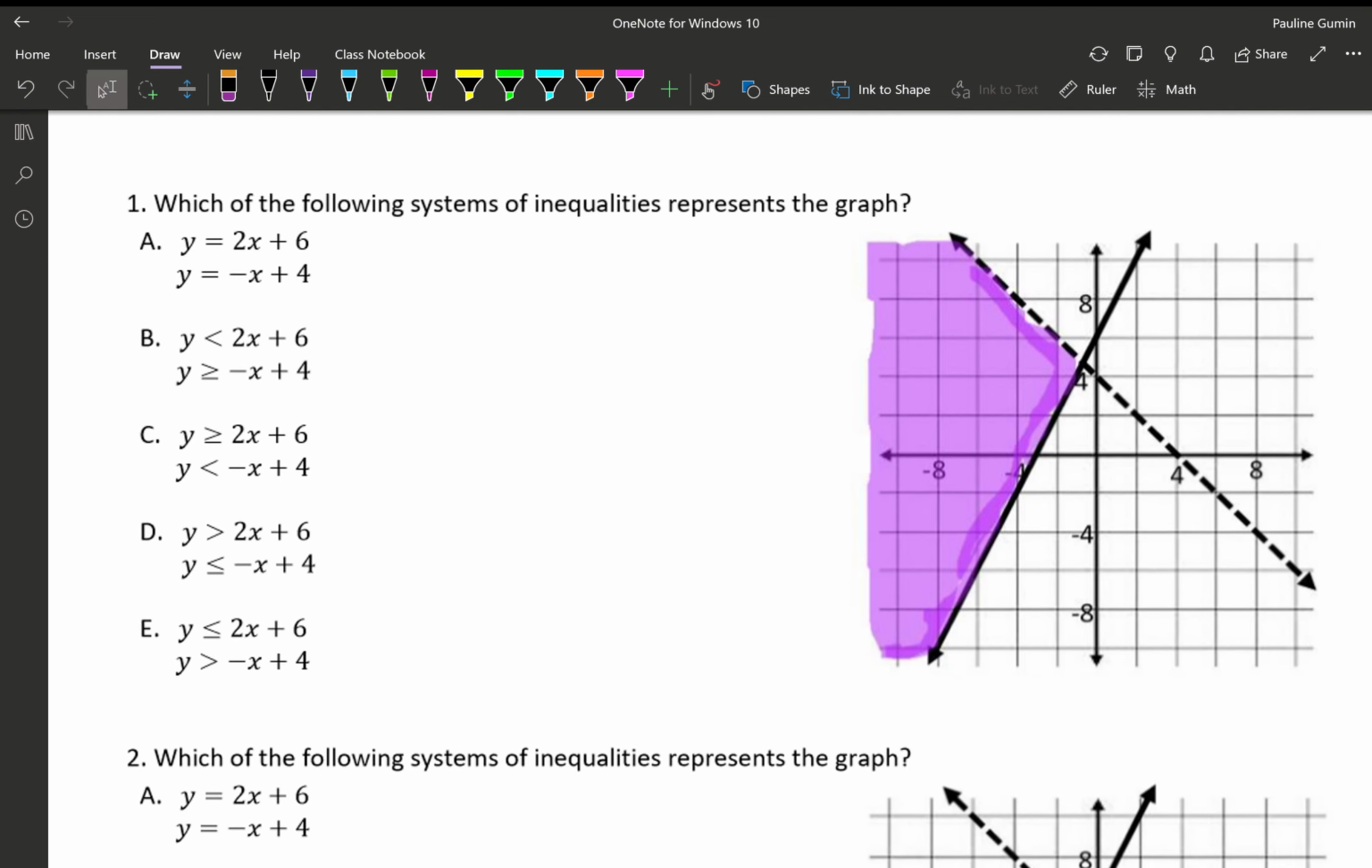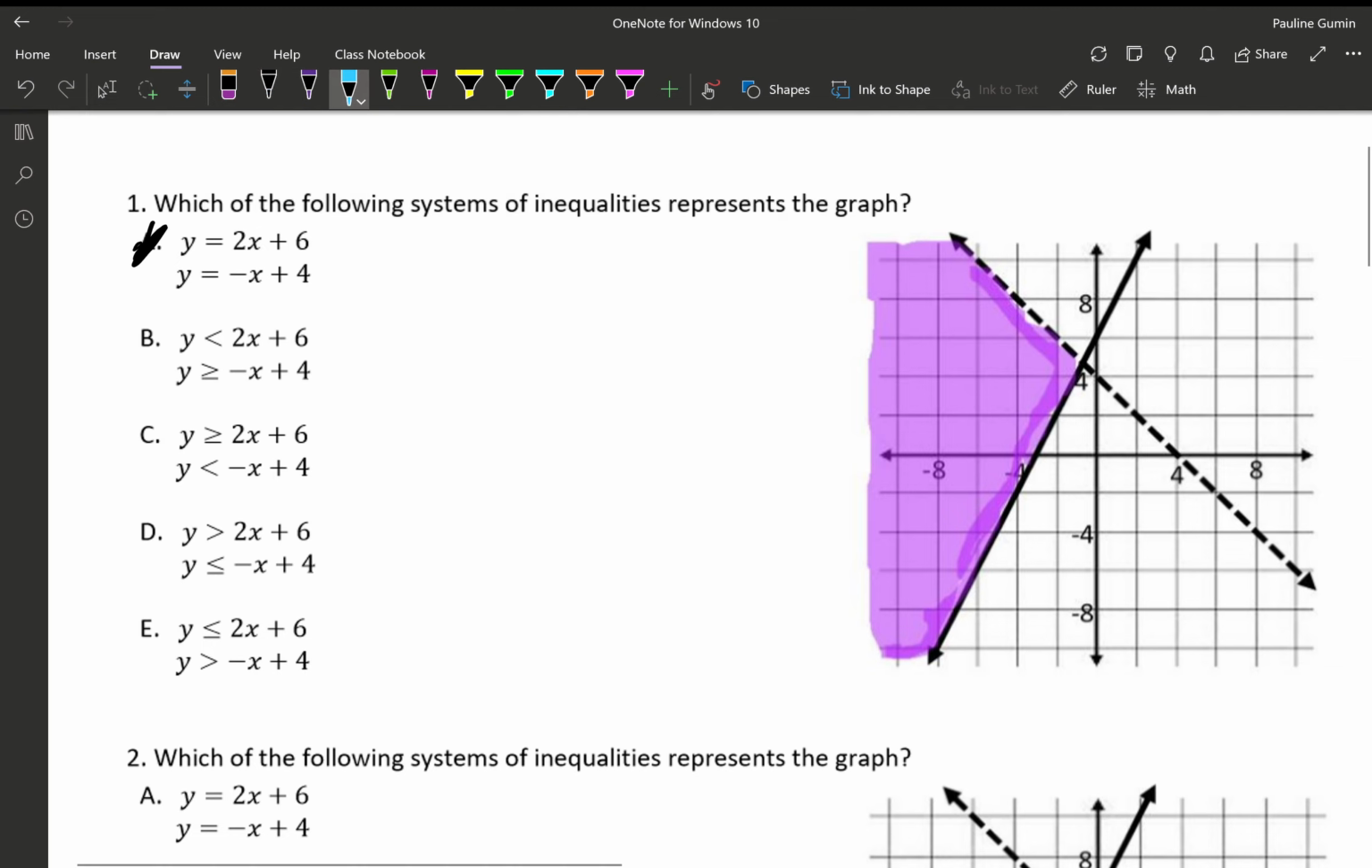Let's take a look at number 1. Which of the following system of inequalities represents the graph? Okay, now one thing I notice is the graph has a solid and a dashed line, which means we need one of each symbol. Unfortunately, that only gets letter A crossed off because they're equations. Okay, let's figure it out.